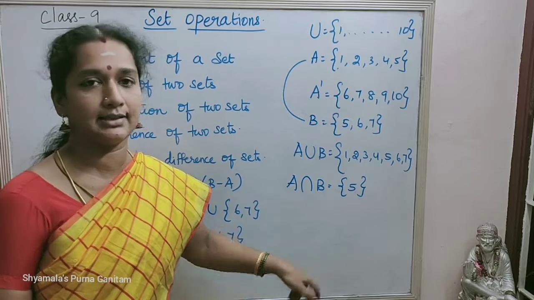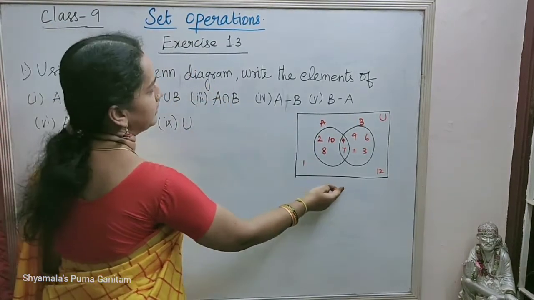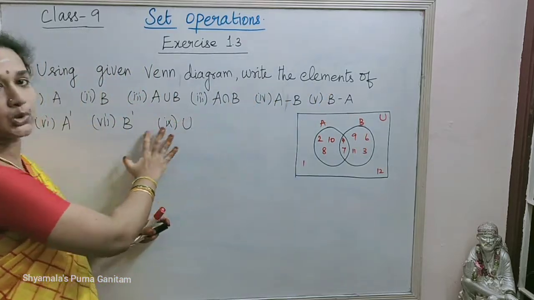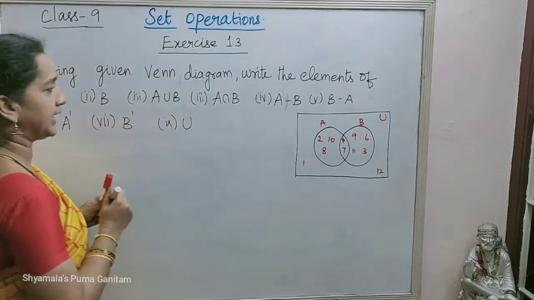Now we will do exercise sums. Using the given Venn diagram, write the elements of the sets. 10 elements we are asked to find, with the help of the given diagram.